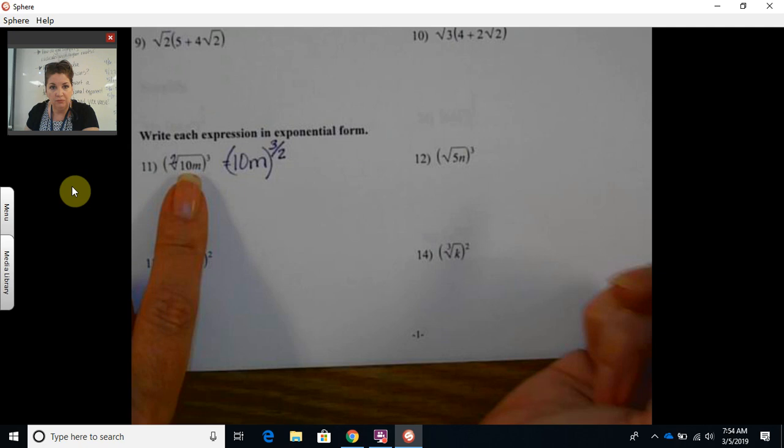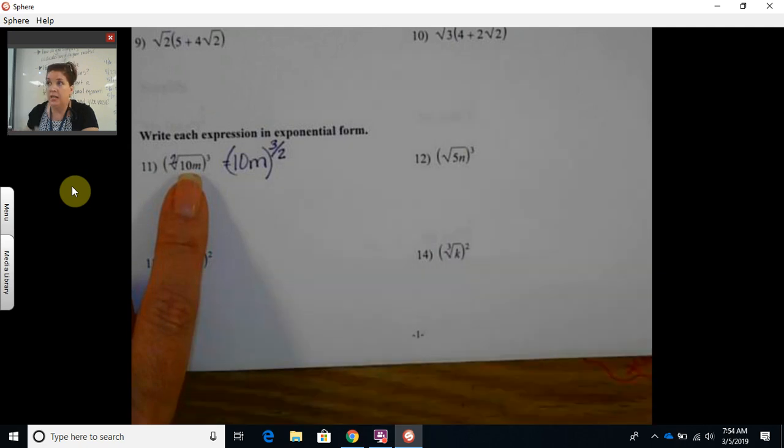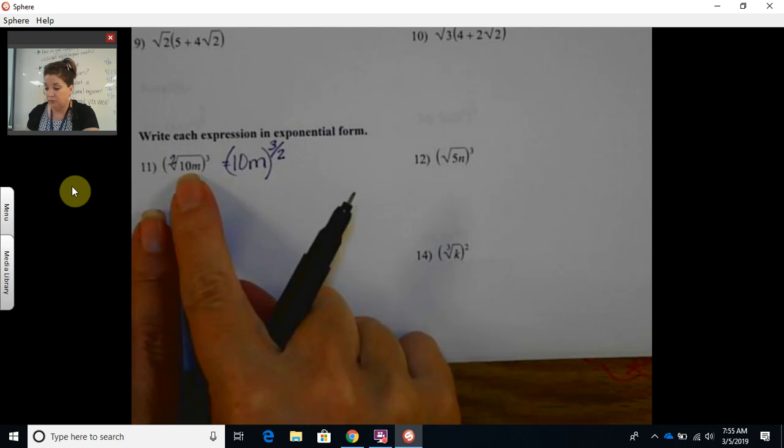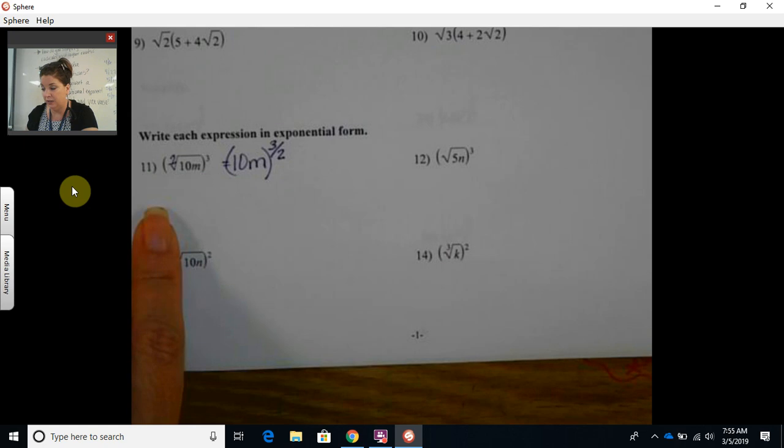If you just put 10m raised to the 3/2, that's incorrect, because that means only the m is being raised to the 3/2. Well, the 10 and the m are both being raised to the 3/2, so the parentheses are important. So that's all you have to do with all 4 of those.